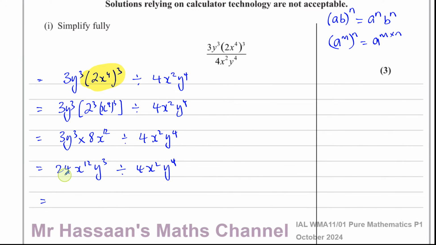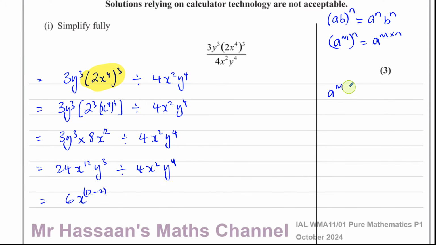And now we can divide these two terms. So you have 24 divided by 4, which is 6. Then you have x to the power of 12 divided by x to the power of 2. So you have to subtract the powers. Okay, and that's from the law of indices.